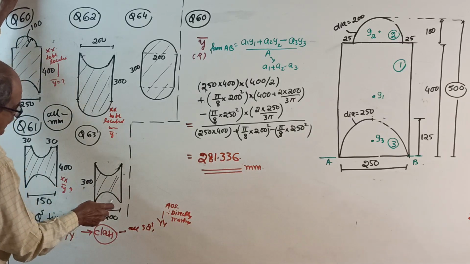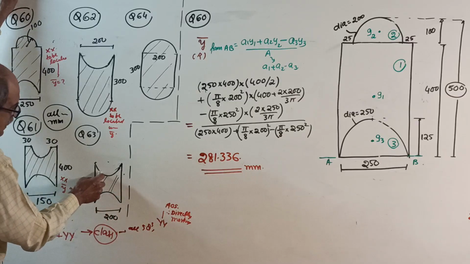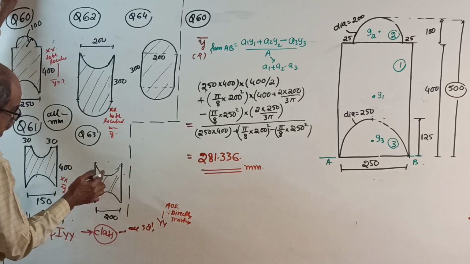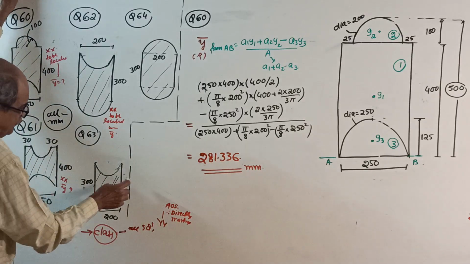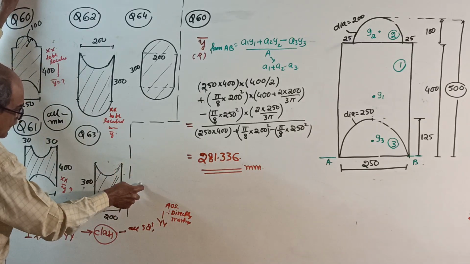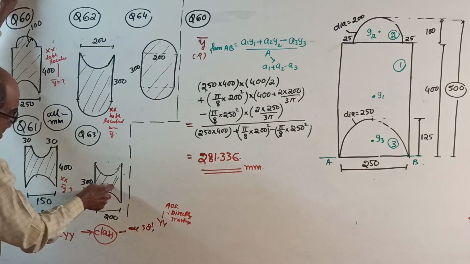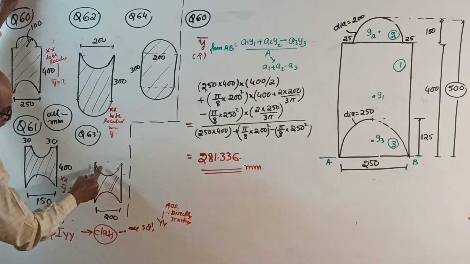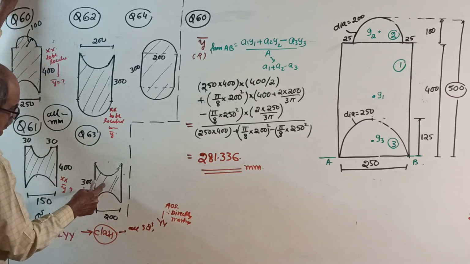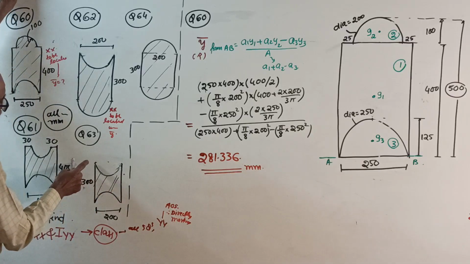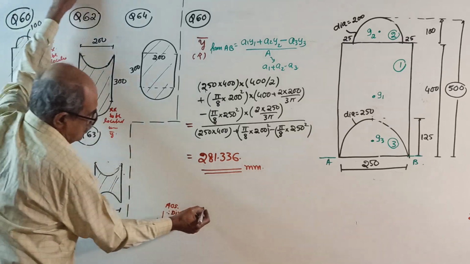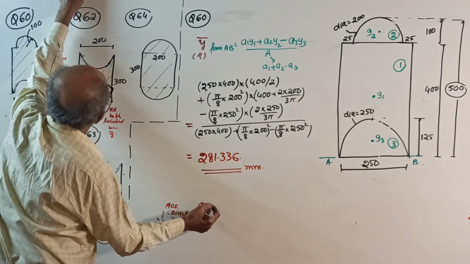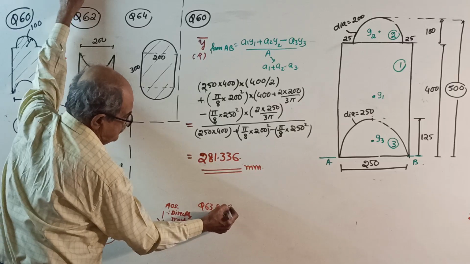Come to question number 63. See here correctly, 200, 200. In this question, what happens is, it is symmetrical about y, XX also symmetrical. See here, how much is removed here? Same removed here. Therefore, this question 63, and also question 64.